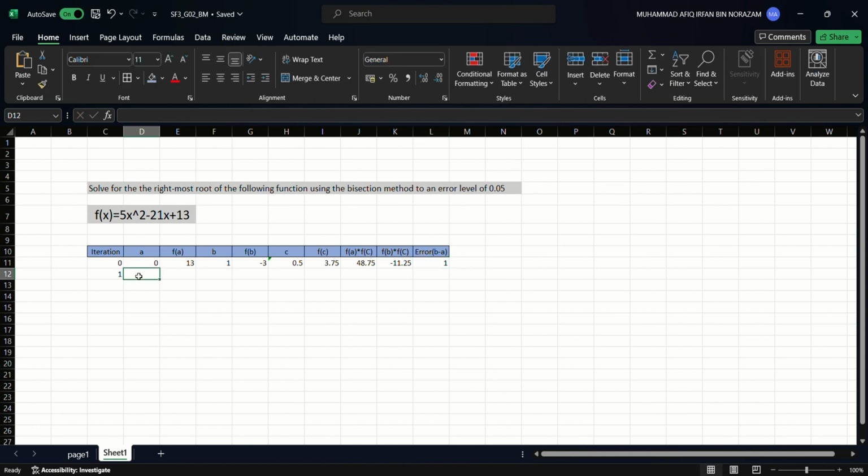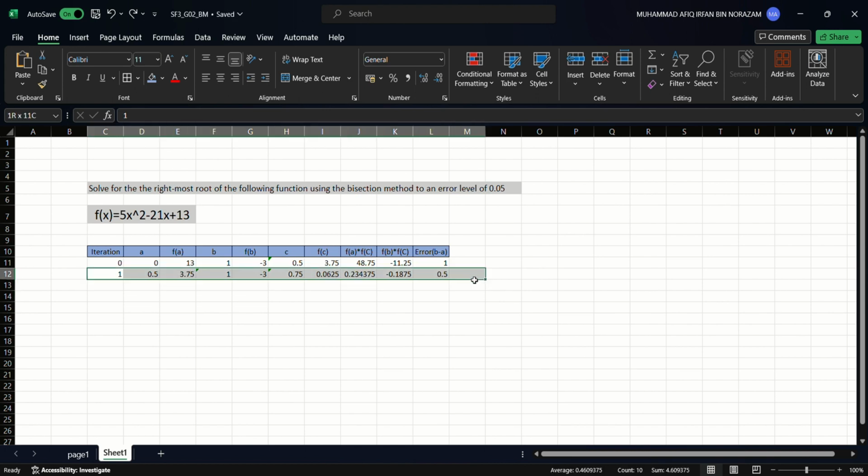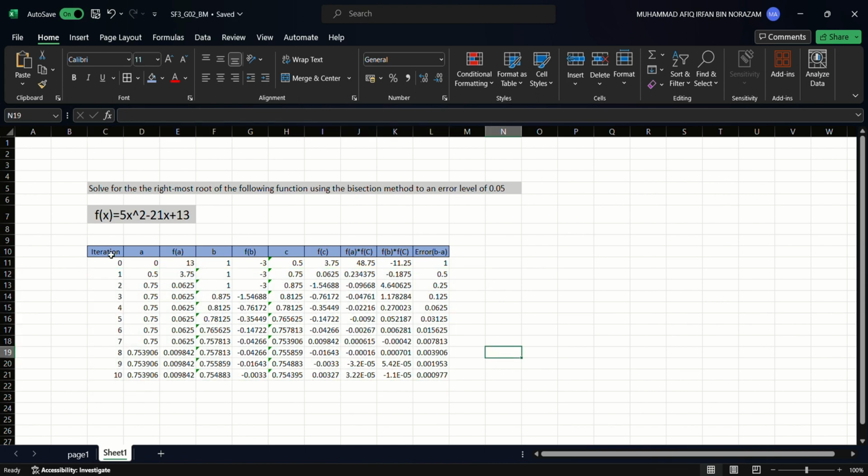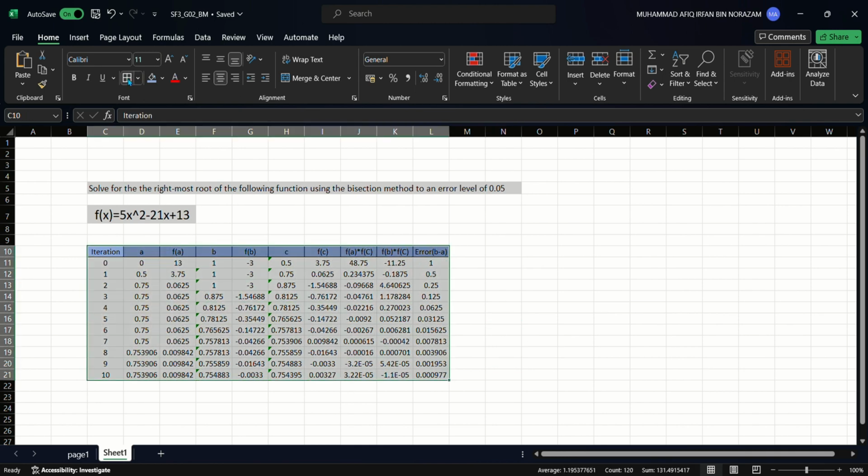Okay, so we just use the IF. If J11 is less than 0, you can insert A and C as the true and false values. Okay, just put it in and we get all the values.